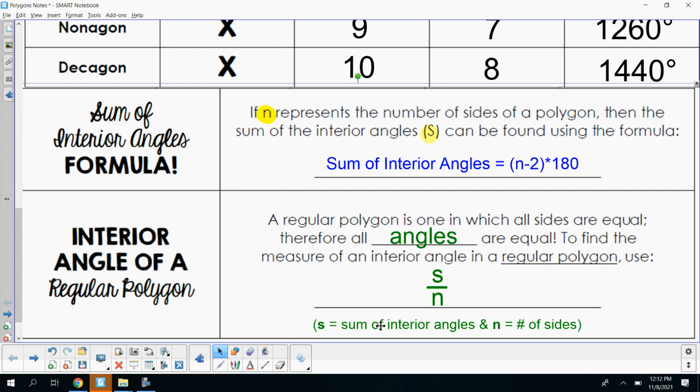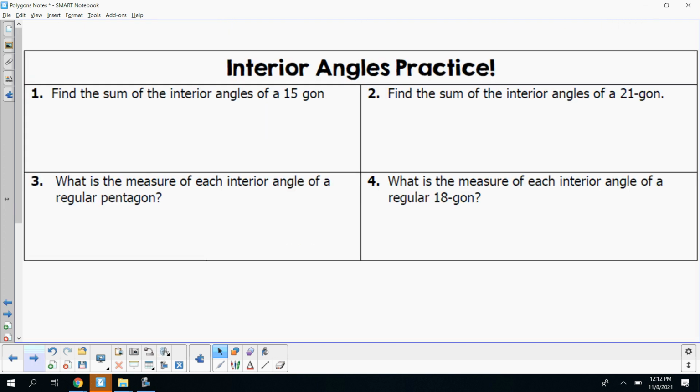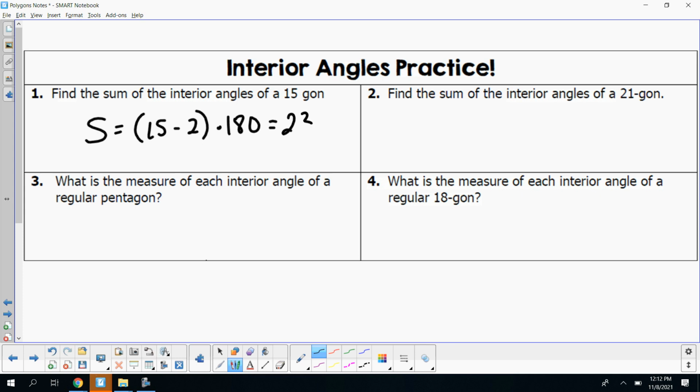Let's take a look at some examples here. For number 1, it says find the sum of the interior angles of a 15-gon. So we're going to say S is going to be equal to 15 minus 2, times 180. When we plug that into our calculator, we find that the sum of the interior angles of a figure with 15 sides is 2,340 degrees. Okay, pause the video and check, or do number 2 and then check your answer.